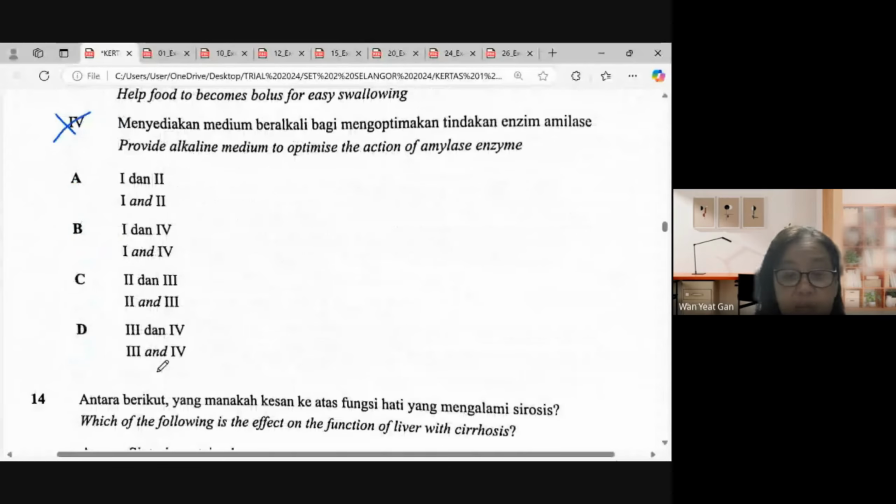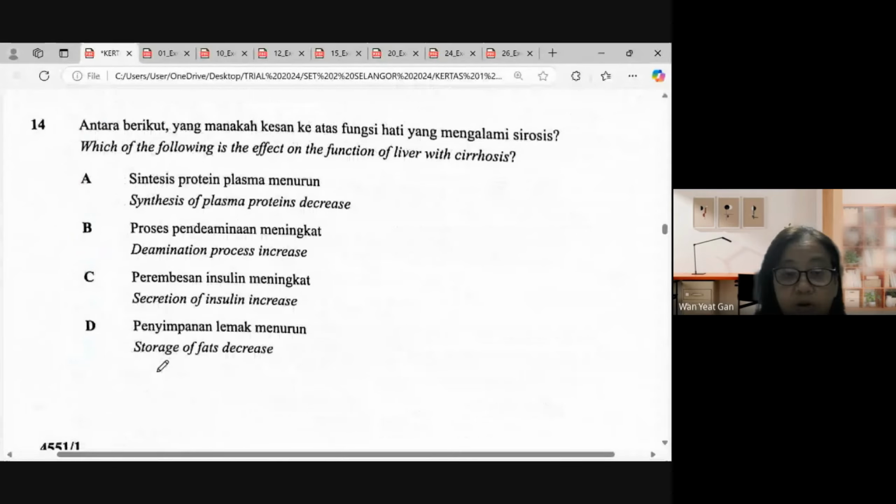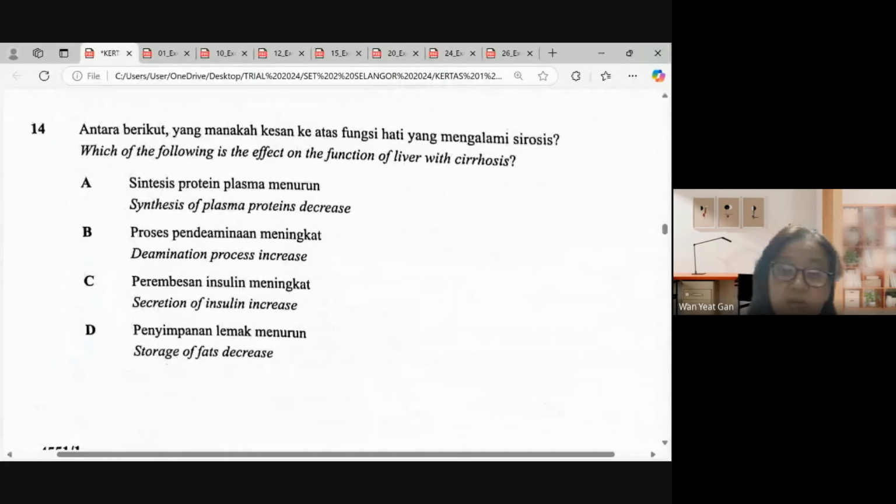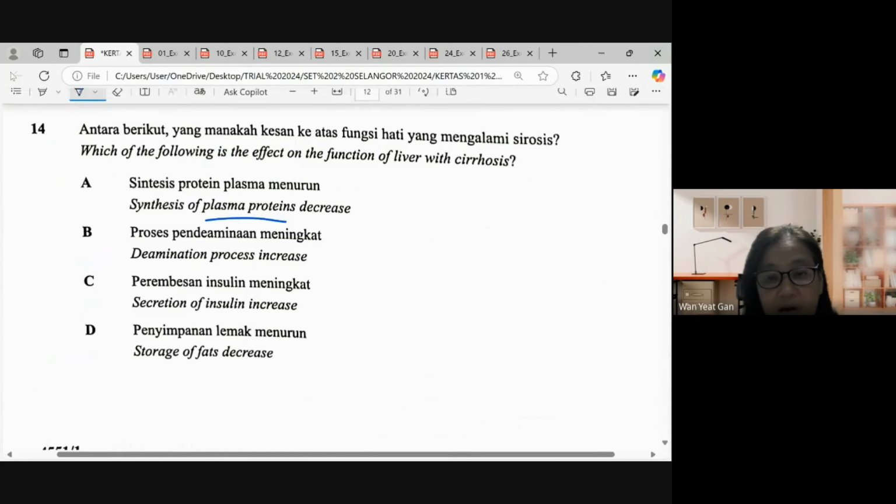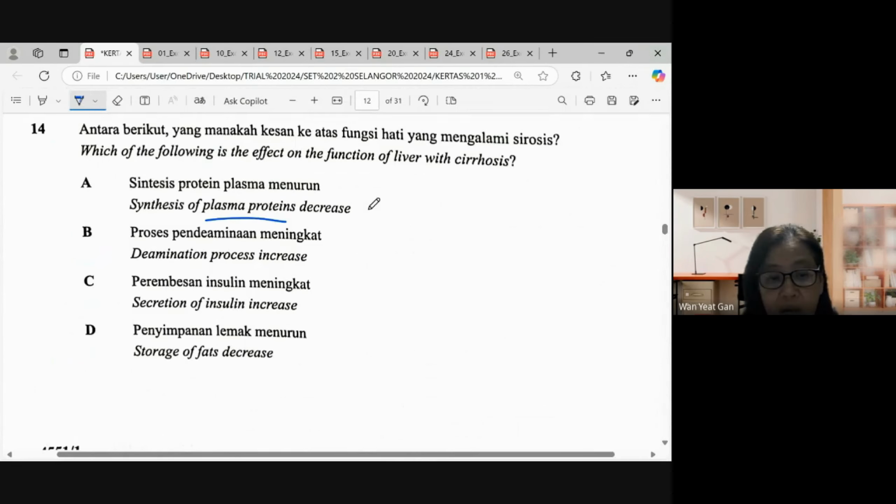14. Which of the following is the effect on the function of the liver with cirrhosis? Now, if a person suffers from cirrhosis, it means that the liver is inflamed, and therefore there are certain functions that cannot be carried out by the liver. And one of them is the synthesis of plasma protein. So when a person has liver cirrhosis, it will cause the synthesis of plasma protein to decrease.